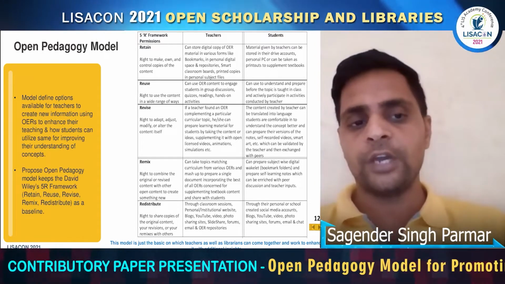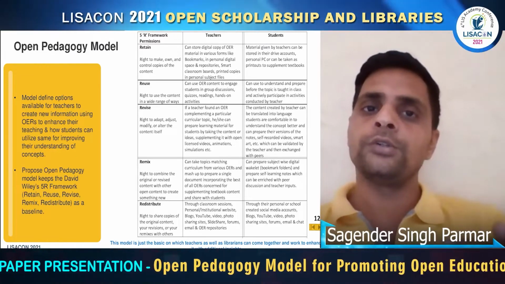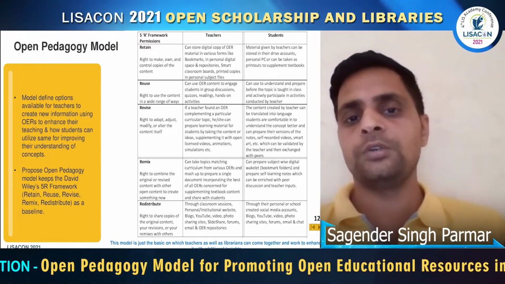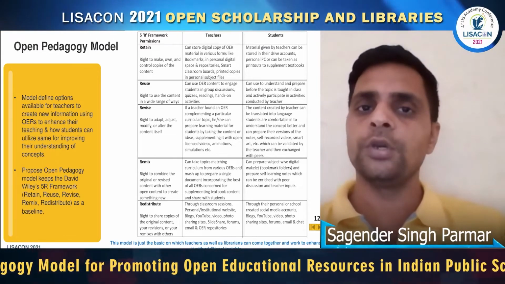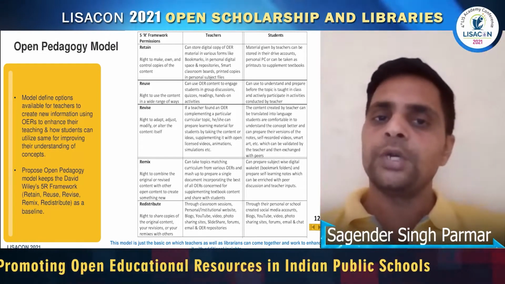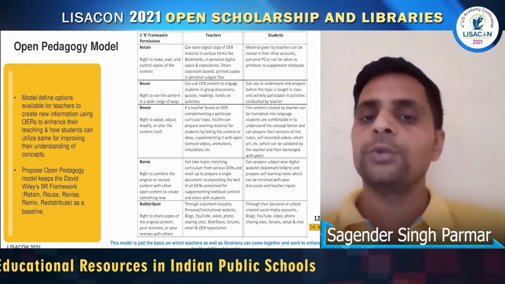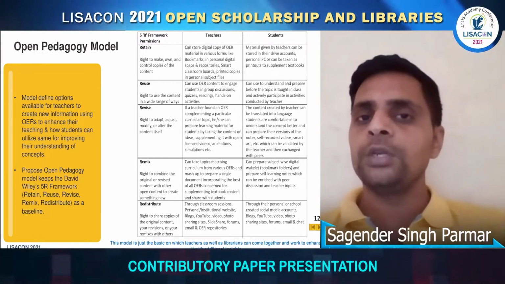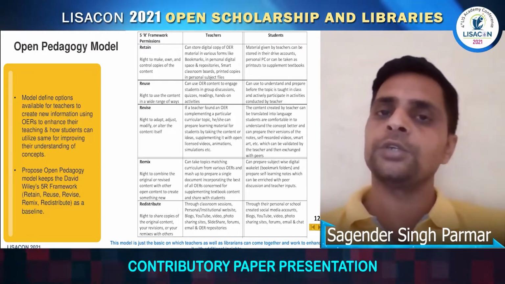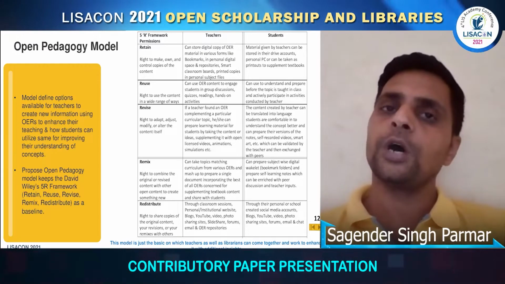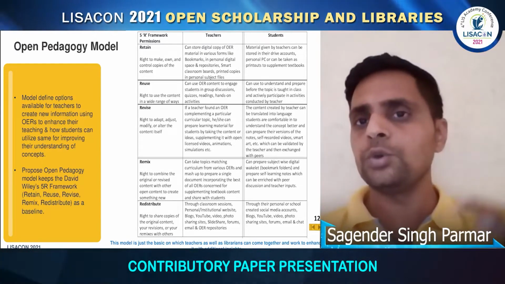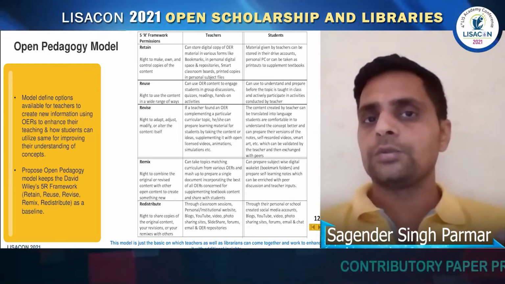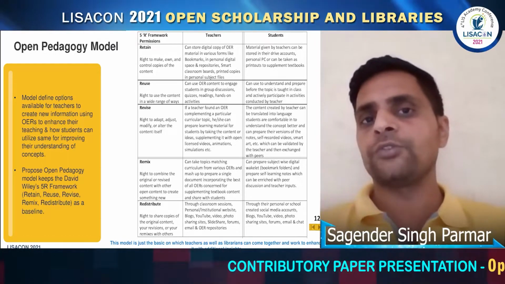Sorry, the Wiley 5R framework involves retain, reuse, revise, remix, and redistribute. These are nothing but the kinds of permission that are granted for open education resources. So it is how a user can use open educational resources. This is the kind of permission this framework is giving.